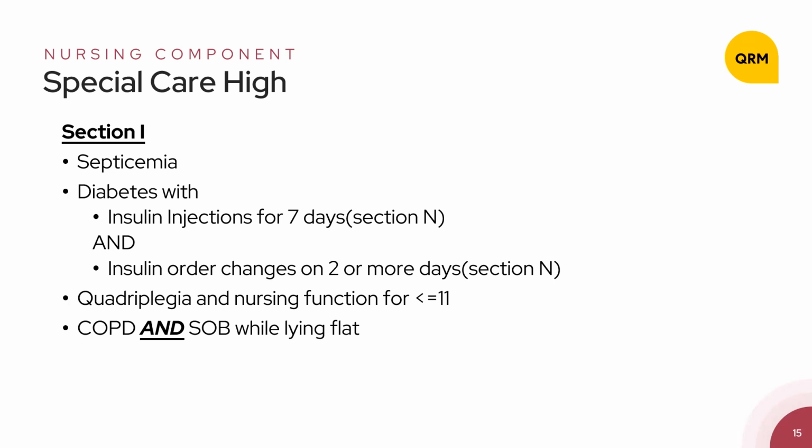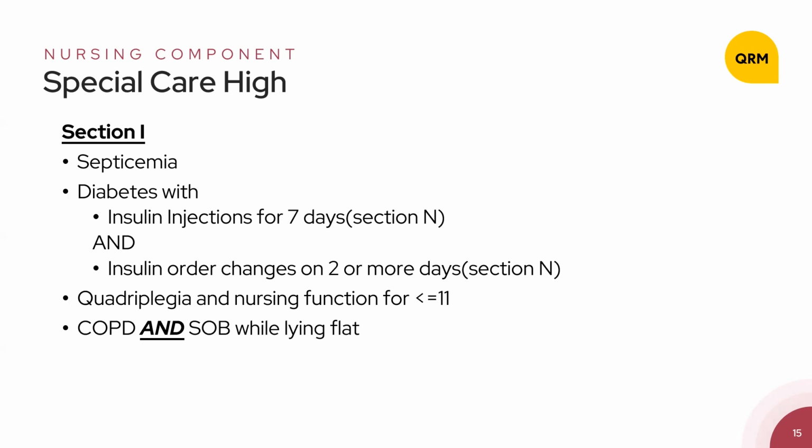Okay, so septicemia, again, it has to meet those 2 criteria. Diabetes, so first we have to make sure that it meets that criteria. Second, we're looking to see if they had insulin injections for 7 days and insulin order changes on 2 or more days. And those things are both coded in section N, but I left it here in section I because they have to have an active diagnosis of diabetes first, right?